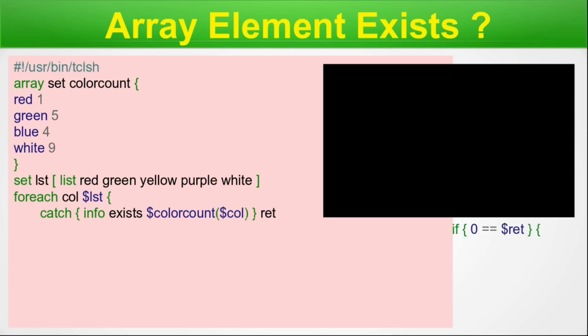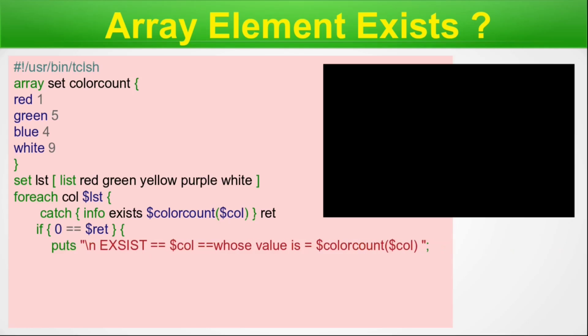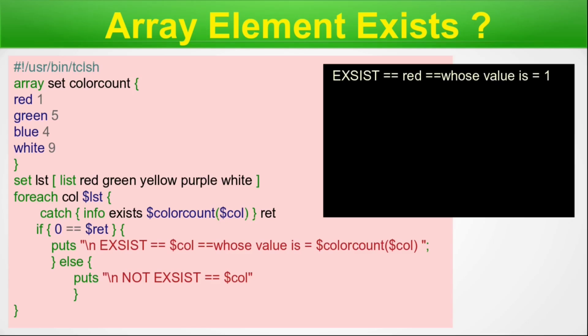So if 0 equals $ret, what will happen? It will echo it exists. If an element exists as a key in a particular array, the return value is 0. Else, for any other value, it will echo not exist. We close the if-else conditions here, and we close the foreach loop here, and let's execute this code. Remember, it is iterating over the list which we have separately defined.